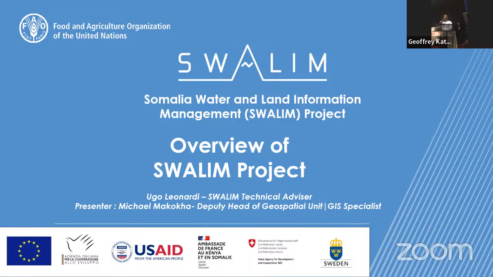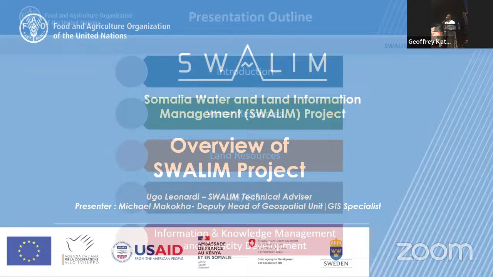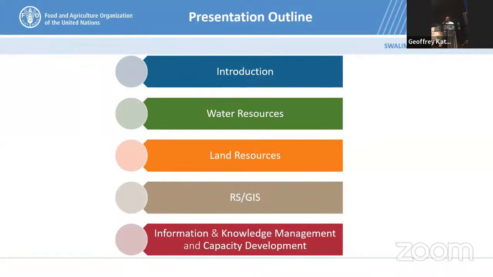As you have already seen, SWALIM is a unit in FAO, the Somalia Water and Land Information Management project. Those are the thematic areas that we work around. We mostly focus on water resources and land resources, and we are very strong in remote sensing and GIS.